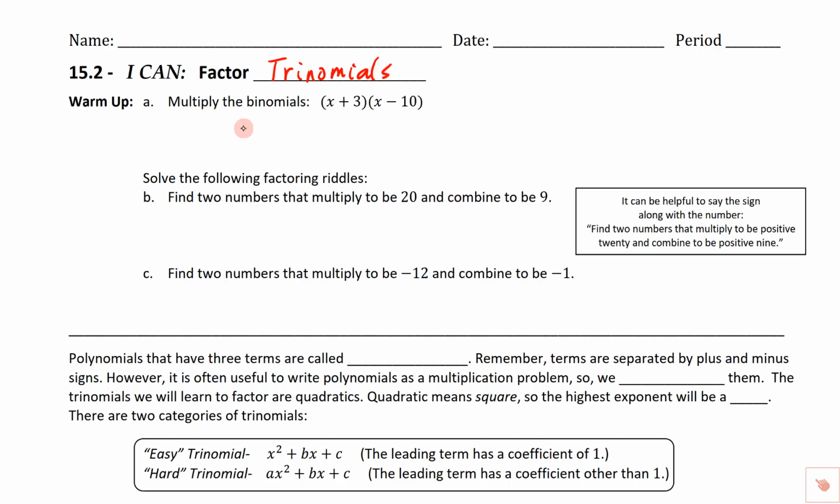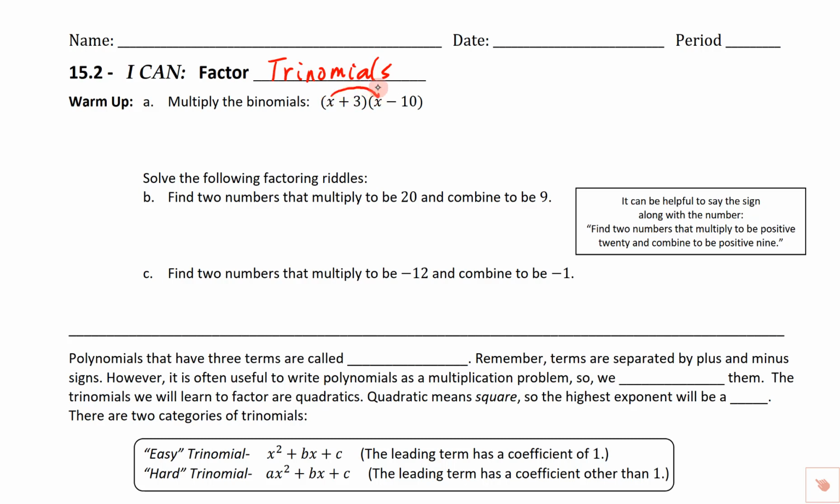And we're going to start off in this warm-up by multiplying these binomials together. Now hopefully you've done this before recently. I know you did it last year, but we want to make sure that we can multiply these binomials. So here's what we do. We're going to take this x. Each term in this first one gets multiplied by each term in the second one.